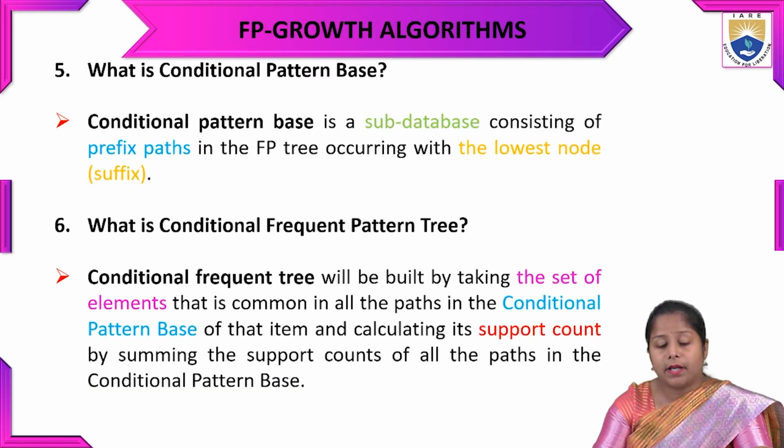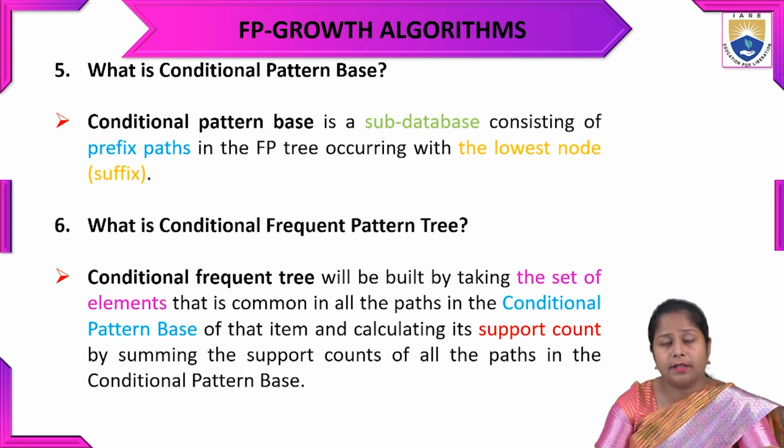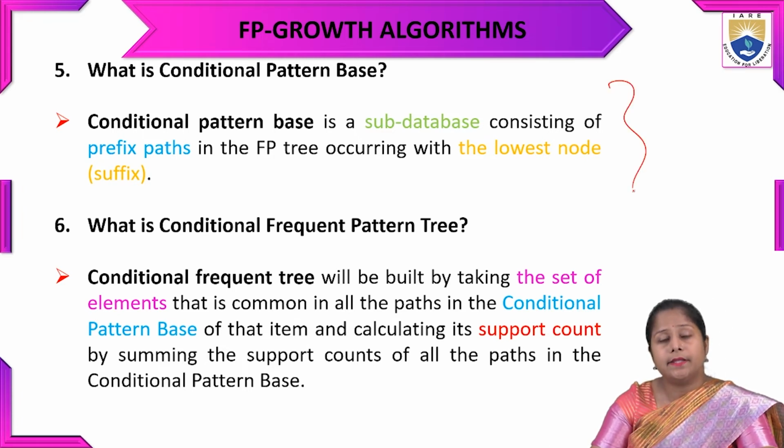Next question: what is a conditional pattern base? In the FP growth tree, at one point we have to form a conditional pattern base. The conditional pattern base is a sub-database consisting of prefix paths in the FP tree. The lowest node occurring in the FP tree is the suffix, and what occurs in the highest nodes is the prefix. So that will be the prefix path.